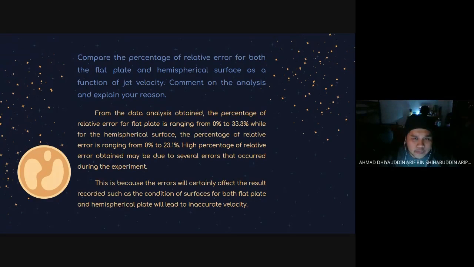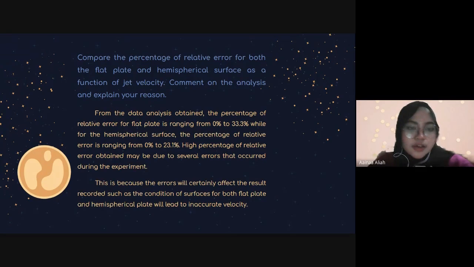The high percentage of relative error obtained may be due to several errors that occurred during the experiment. This is because the errors will certainly affect the result recorded, such as the condition of surfaces for both the flat plate and hemispherical plate, which will lead to inaccurate velocity.